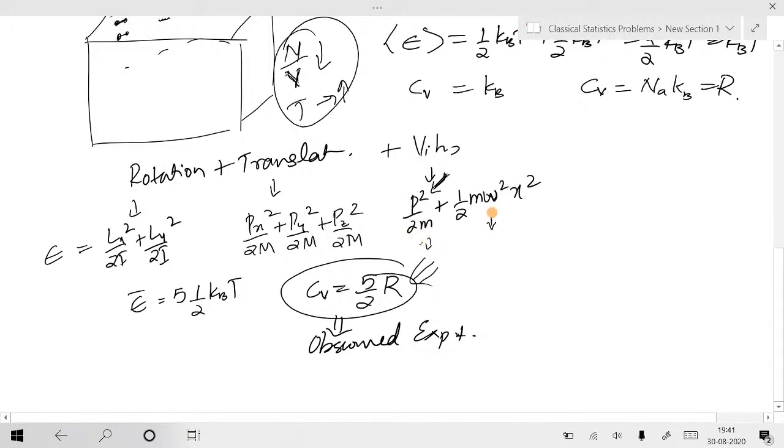Ritesh, are you getting my point? 2 quadratic terms, yes, for vibration, but only one mode. So the total number of degrees of freedom, again, our equipartition theorem deals not with modes but with quadratic terms. But writing this one, we should think on that again.